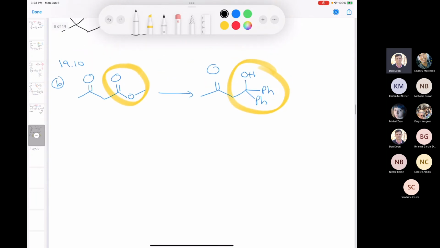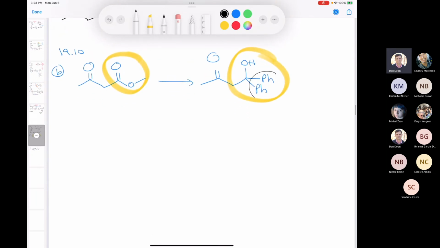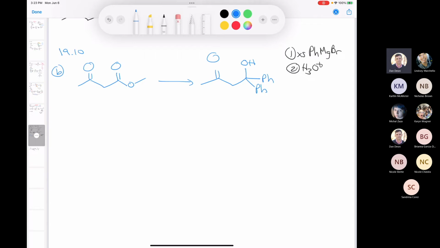And so if we want to add a phenyl, that means in the first step we'd need excess phenyl magnesium bromide, and then in the second step you'd need H3O plus to make this tertiary alcohol. But the problem is, if you treat this compound with Grignard, it's going to react with this ketone. And so we need to mask the functionality of the ketone. What are we going to do? We're going to convert it into an acetal.